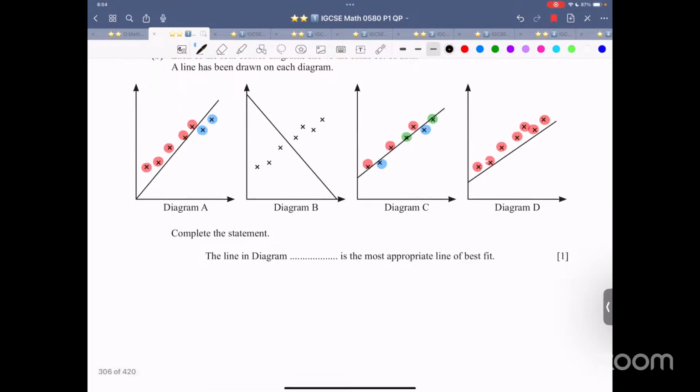The best one is this thing, C. It's not necessary that all points lie on the line. Maybe a few can lie on the line, but whatever are left, the ones left at the top and left at the bottom should almost be the same. So the line of best fit is C.